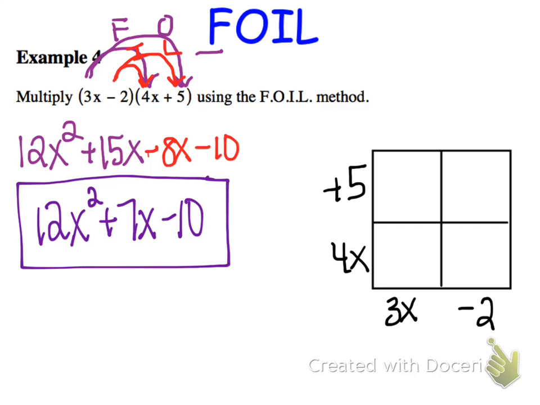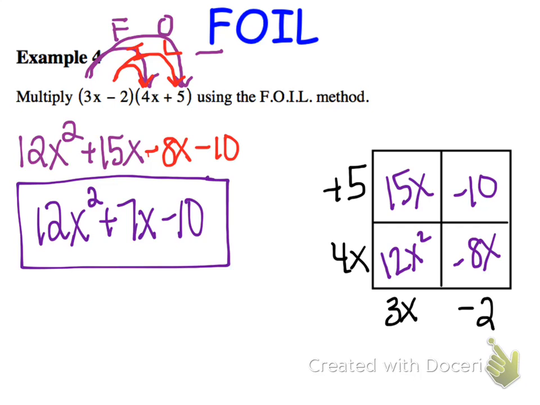Now, really quickly, you can see that's exactly what we do in the rectangle. When we multiply the 4x and the 3x to get the 12x squared, that's those first terms. The 15x, that's those outside terms. The negative 8x is the inside, and the negative 10 is the last. You can see that those two do the same exact thing. You're going to end up with the same answer in the end. It's just another way to do it.